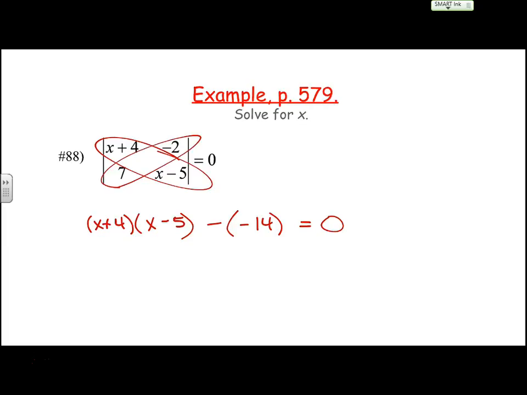Wait, does that make sense? Yes. X plus 4 times x minus 5 minus negative 14. X squared minus x... That's not bad, right? Then we just FOIL stuff. X squared minus x minus 20 plus 14. X squared minus x minus 6 equals 0.